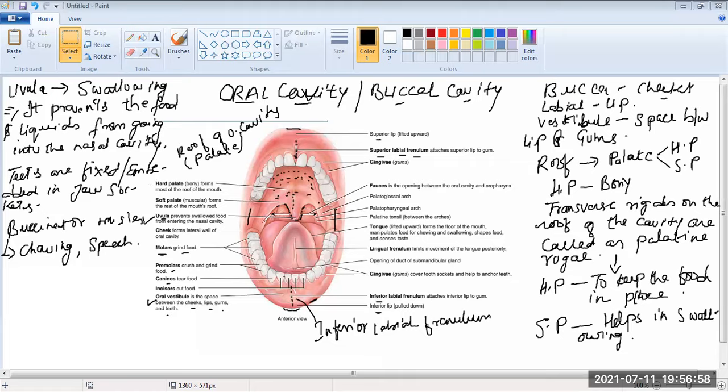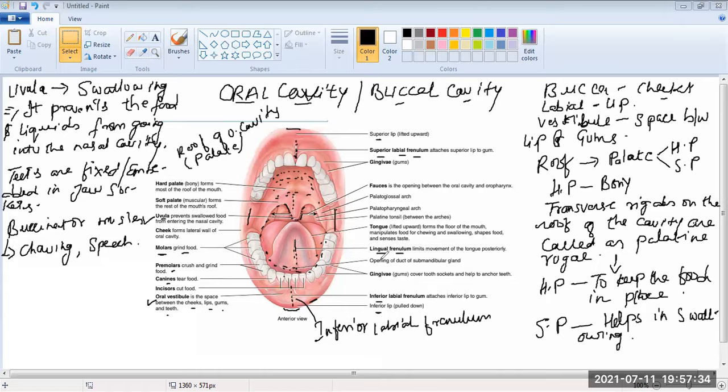Now comes the floor of the oral cavity, right? The floor of the oral cavity has the tongue. You can see this tongue, which is a highly mobile muscular organ, right? And it is connected to the floor of the oral cavity via this ligament, this fold. It's a fold like a labial frenulum. You have a similar fold in the undersurface of the tongue that connects the tongue to the floor of the oral cavity. We call it the lingual frenulum.